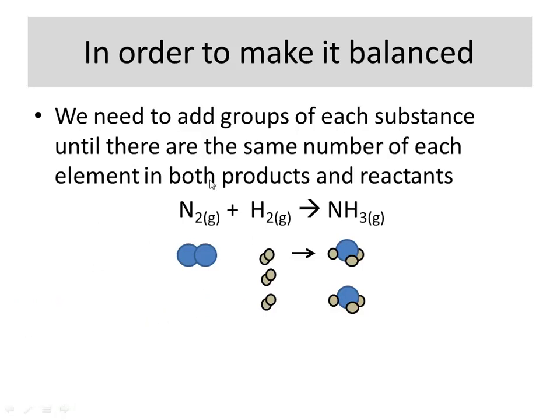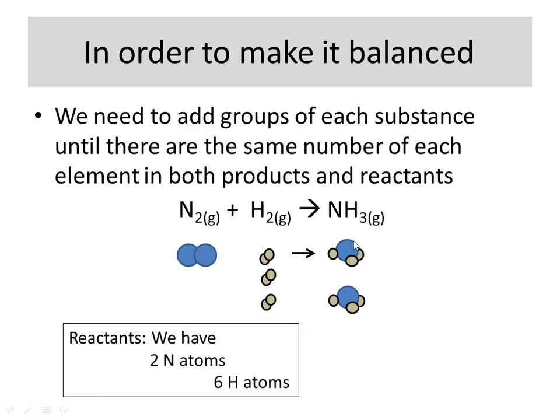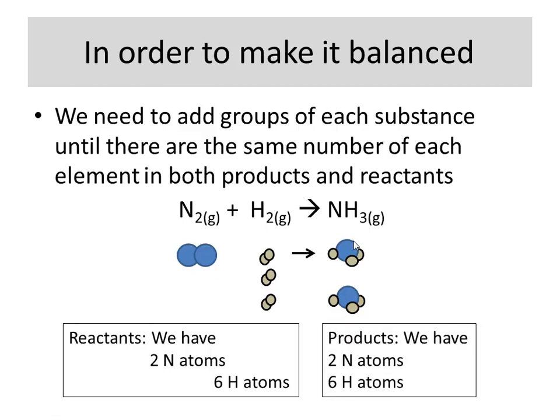So how many groups of nitrogen atoms do we have in the reactants? How many groups of N2 do I have? 1. I have 1 group of N2. How many groups of H2 do I have? I have 3 groups of H2. And how many groups of NH3 do I have? 2. So in my reactants, I have 2 N atoms and 6 H atoms. In my products, I have 2 N atoms and 6 H atoms. Am I balanced? Yeah. This is a balanced equation.